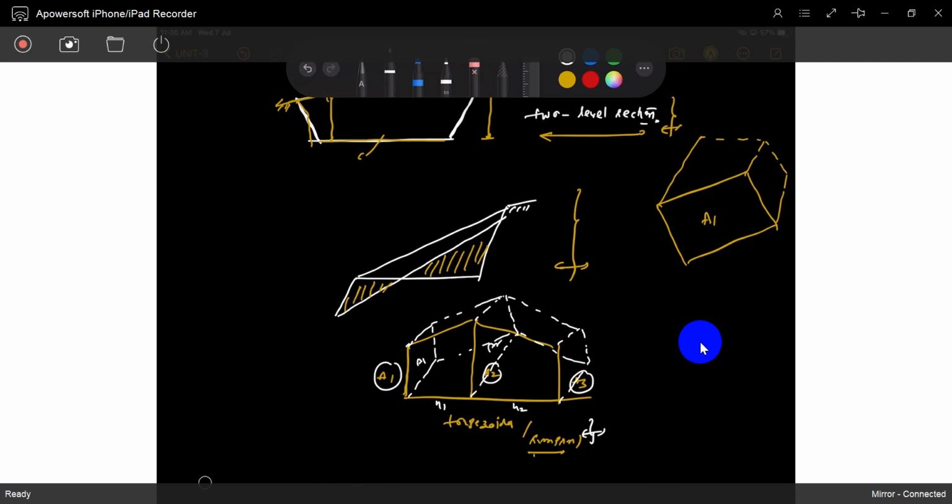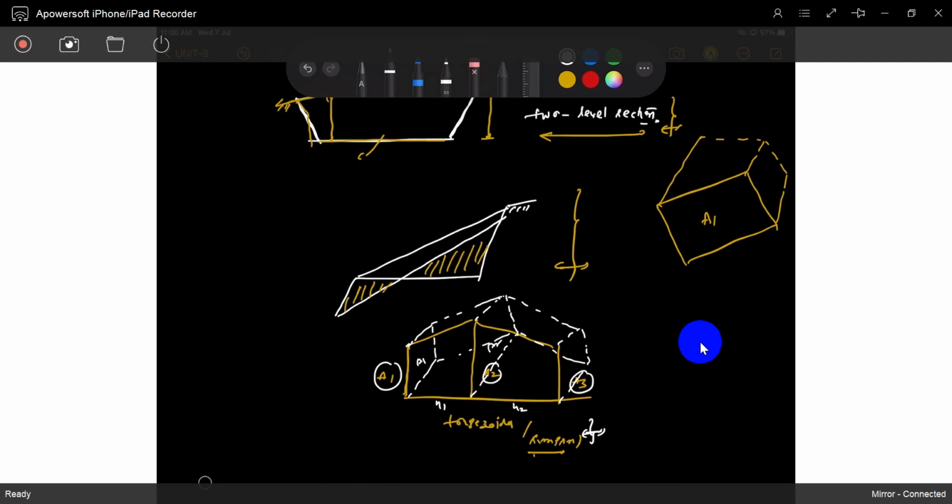Understood? Same thing, we already use the trapezoidal rule and Simpson rule. First we have to find out the area, and we already discussed how to calculate the area. Later we will use the same trapezoidal and Simpson rule, and we will get the volume of the total earthwork.